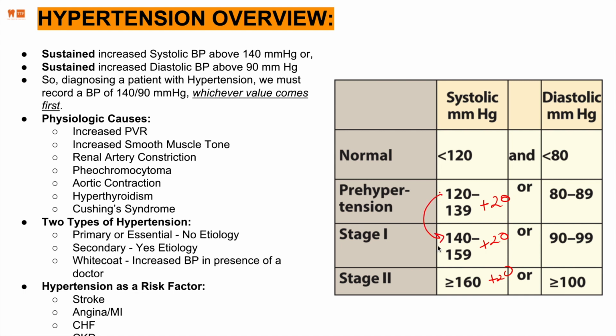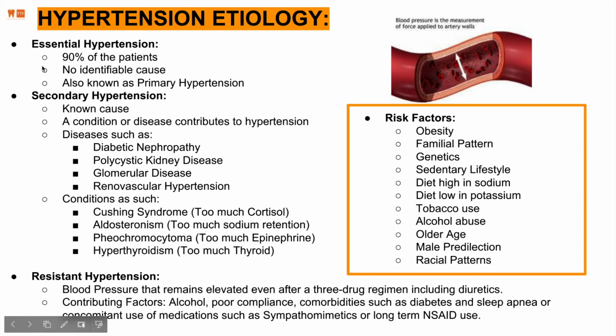It's 140 in stage 1. It's 160 in stage 2. Similarly, in diastolic, we're increasing by 10 values. So 80 to 90, 90 to 100. So it's just a trick to remember when we're actually looking at exams. But you know what? By the end of the lecture, you'll remember the values very well.